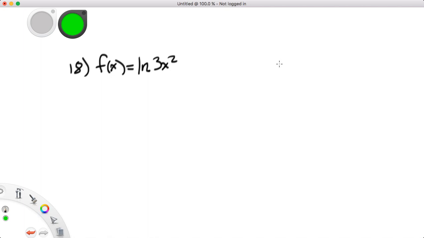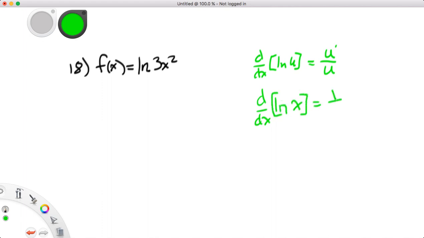Let's take a look at the natural log. Okay, number 18 says f of x is equal to the natural log of 3x squared. And the derivative chart that we've memorized, at least this part of it, says that the derivative of the natural log of u is equal to u prime over u, which is also kind of cool.